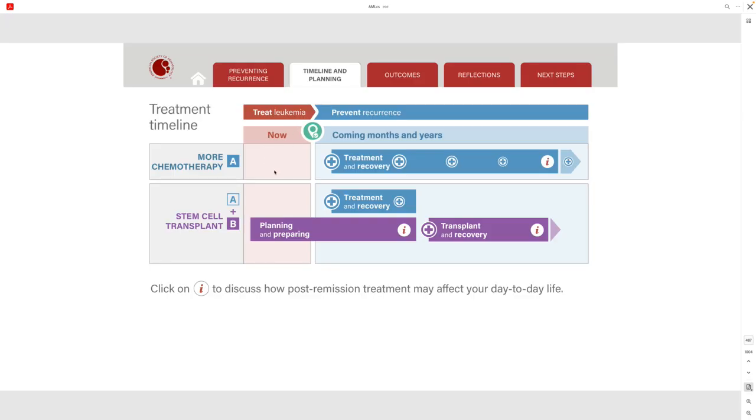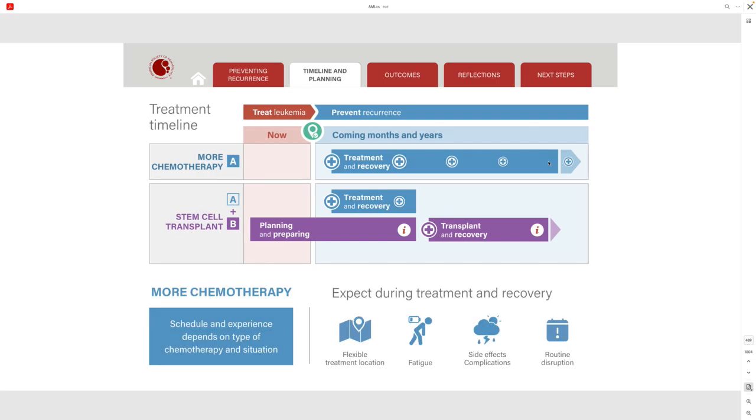Here it shows that after the initial treatment of leukemia, this is the moment in which this conversation is happening, there might be opportunities to proceed with more chemotherapy, which will include multiple cycles over time. This I button can be pressed to remind us that the process of initiating and scheduling chemotherapy may involve figuring out where the treatment will take place, and this is quite flexible compared to stem cell transplantation. Some of the adverse consequences that we can review with our patients include fatigue, some of the complications associated with those side effects, and how the courses of chemotherapy can disrupt daily routines.